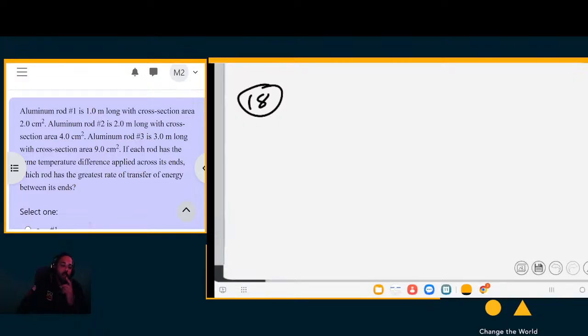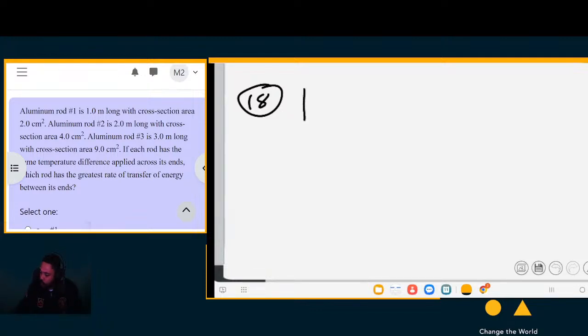Now, if each rod has the same temperature difference applied across its ends, so at different ends it has the same temperature, which rod has the greatest rate of energy transfer between its ends? So which one loses more heat?